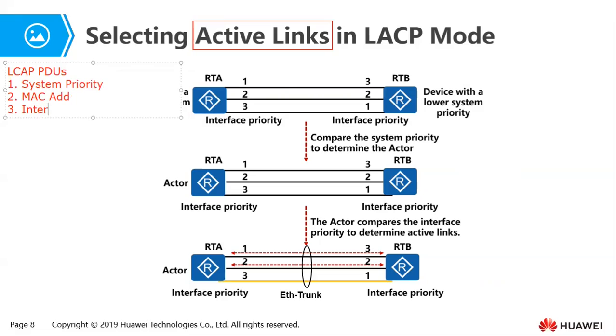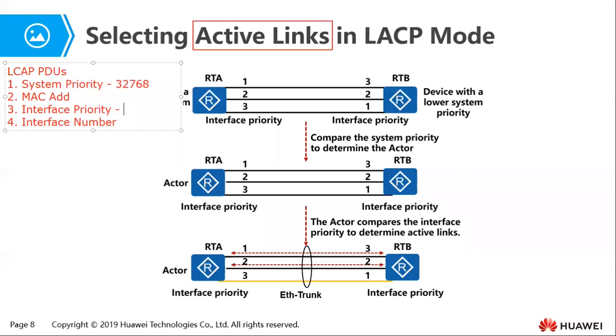You're also going to share your interface priority. You're also going to share your interface number. Now, generally, the system priority you can configure, but by default, all switches have the system priority of 32768. The interface priority can also be configured.